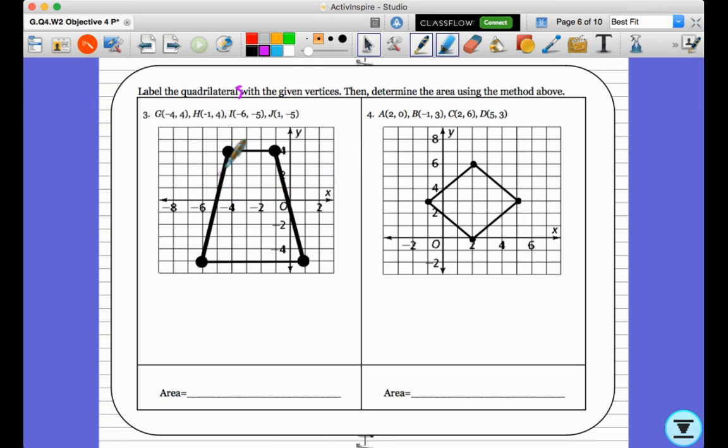So let's see. -1, 4, this is H. So I'm done with H. G, -4, 4, this is G. I is -6, -5. And then 1, -5 is J. So we're going to be finding this area. I'm going to draw a box that connects every vertex. And yes, there is another method. You don't have to use the box method for this. But I want to practice it. Okay, so here's the box.